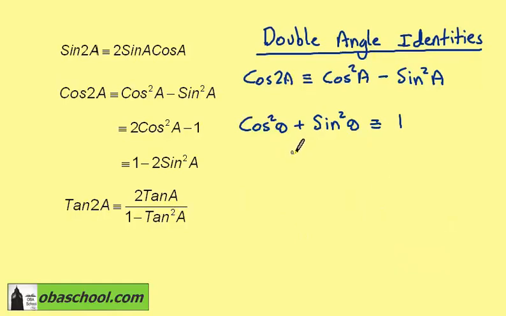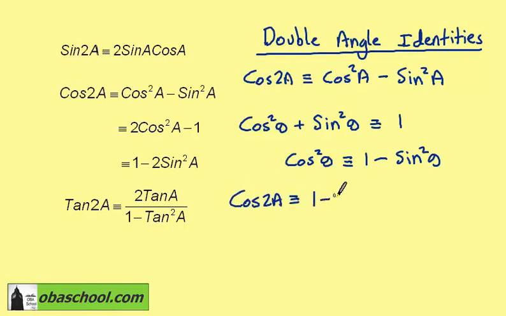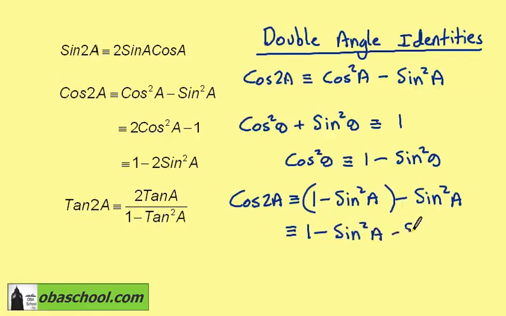We can use this again, but this time rearranged to give cos squared theta is the same as 1 minus sine squared theta, to substitute in here. So our cos 2a is 1 minus sine squared a, take away sine squared a. This is 1 minus sine squared a minus sine squared a, which is 1 minus 2 sine squared a.